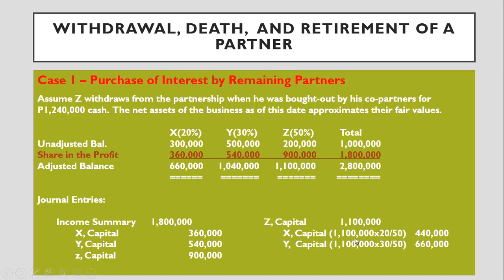The 1,100,000 will be apportioned by X and Y using their P&L. X has 20 and Y has 30, a total of 50%. That's why our fraction is 20 over 50. So X capital is 440,000 and Y capital you have 660,000.